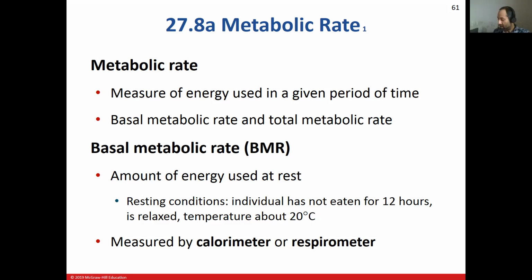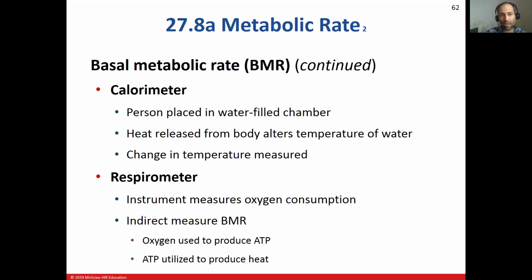Okay, so how do you measure your basal metabolic rate anyway? Two ways, by a calorimeter versus a respirometer. What's the difference? In a calorimeter, you sit in a water-filled chamber, and the heat released from your body is measured by how much the temperature of the water surrounding you goes up, and that gives you the basal metabolic rate. Because remember, a calorie is the amount of heat that is required to raise the temperature of 1 gram of water by 1 degree Celsius. So the hotter you are, the faster your basal metabolic rate.